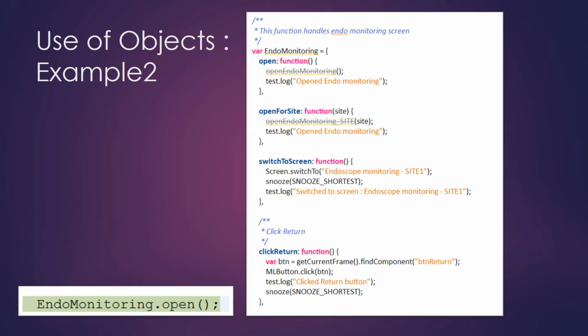Let's say I want to open this screen, Endo Monitoring, in my script. How am I going to do this? Yes, when I want to open the Endo Monitoring screen, now I know that the relevant function must be inside an object called Endo Monitoring. Then, I can call it in my script as Endo Monitoring.open. That's it.